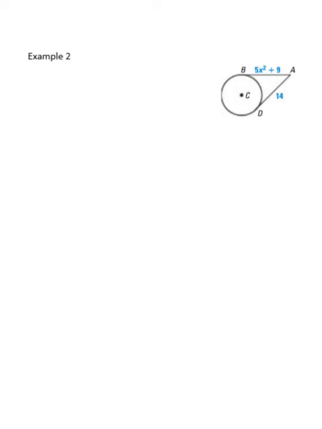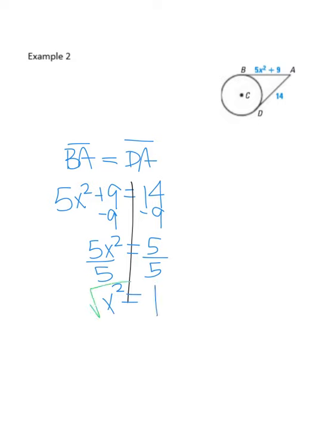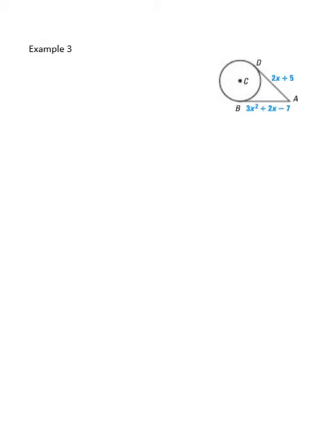The next example, I'm going to do the same thing. So I'm going to say that BA is equal to DA. And then I'm going to put my values in. So 5x squared plus 9 equals 14. And from there, I solve. Subtract 9 from both sides. So I'm left with 5x squared equals 5. Divide both sides by 5, so my coefficient cancels and I'm left with x squared. 5 divided by 5 is 1. Take the square root of both sides, and the square root of 1 is 1, so x is equal to 1. One last example. This one's a little bit more difficult.